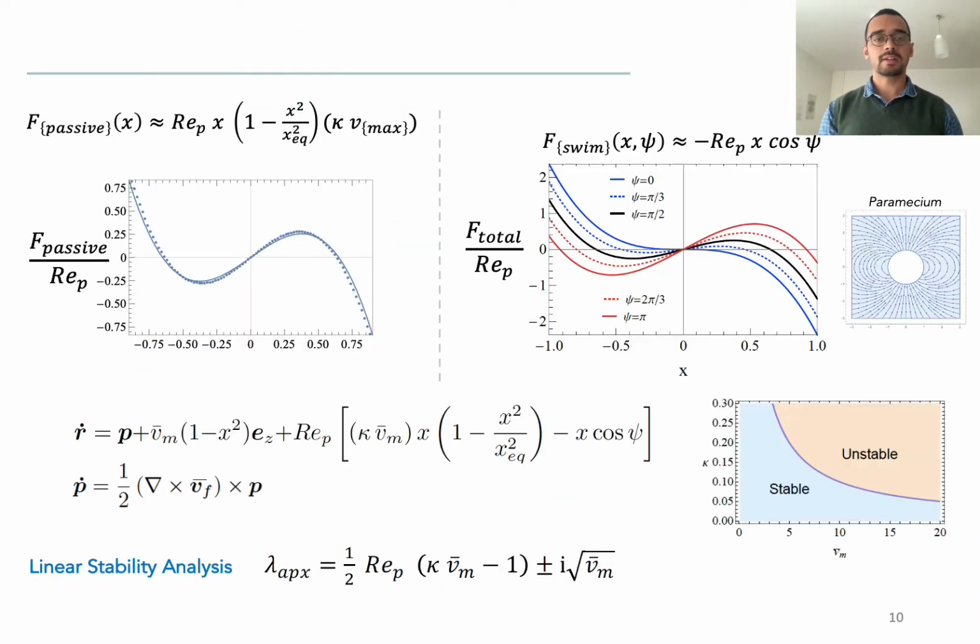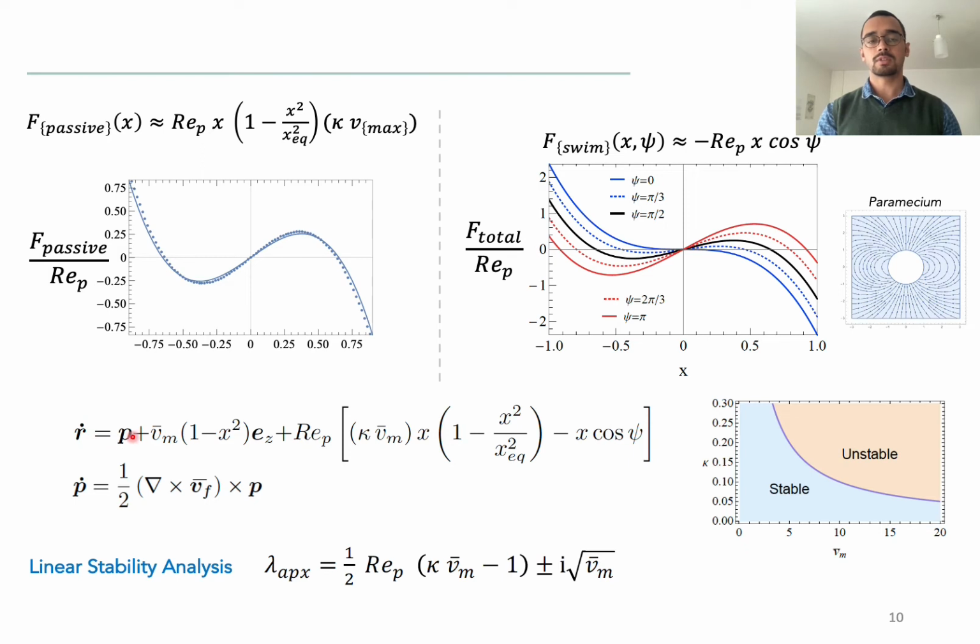Now let's compare the two lifts which we have obtained for the inertial case. The passive lift has a cubic profile and the swimming lift has a linear profile, but when we plot the total lift, we see that the total lift can change based on the orientation of the swimmer. So the equilibrium positions can shift if the orientation is changing, which it will under the effect of vorticity in the flow.